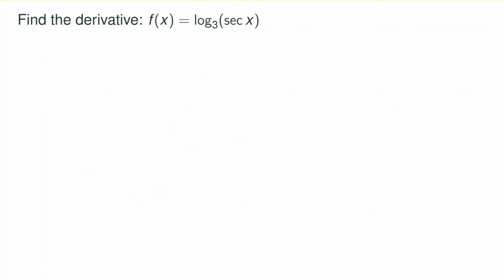Find the derivative of log base 3 of secant x. So here we have to remember that in general, derivative of log base a of x is 1 over x times natural log of the a, or base number. So here we do have to apply this, but we have to apply this and chain rule because the inside function is secant x.